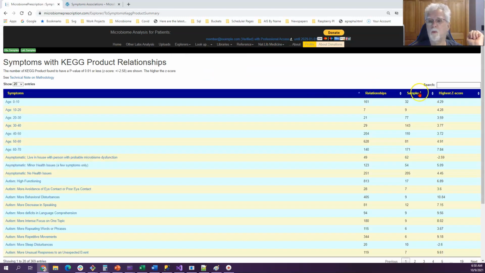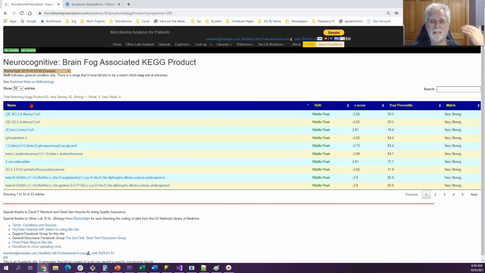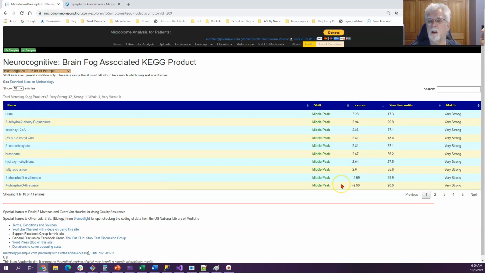Okay, and the products, same thing. We go for samples. We have 49, so again, it's less than bacteria. And here we have the combination, and we can again sort by whatever you want. The key thing is we have 43 items: 42 matches and one strong match. Again, the model appears to match the person's symptoms. The person is known to have brain fog, and we have a nice match there.